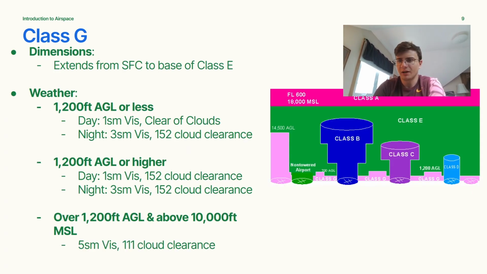All right, so we've talked about Class B, Class C, Class D, and Class E. Let's talk about Class G airspace. Class G airspace, I like to think of as Class ground airspace, that G. Think of it as the ground. Class G extends from the surface to the base of Class E.